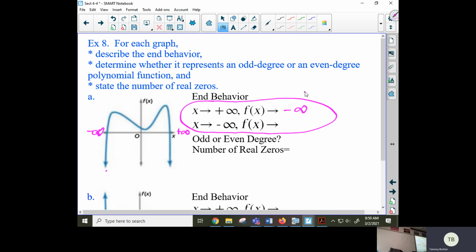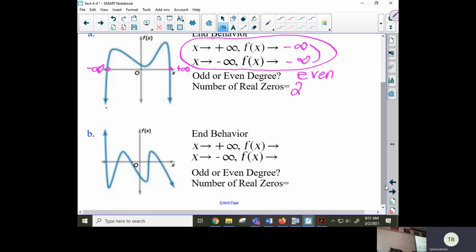It's approaching negative infinity. Now, do you see how they do the same? Does that mean that it's odd or even? Even. And then we're going to look at the graph and see how many zeros we have. And it says real zeros, so that means what zeros are crossing the x-axis. So do you guys agree we just have 2? And then this one right here would be an imaginary zero, like with an i.